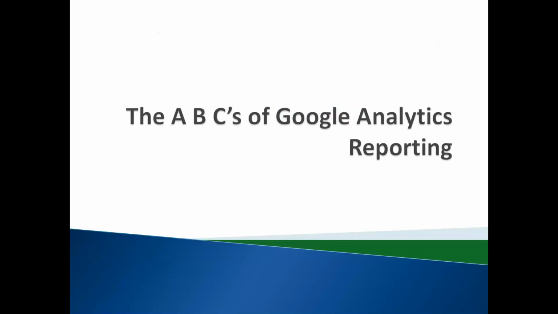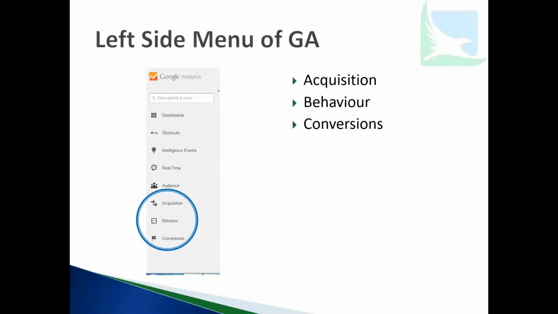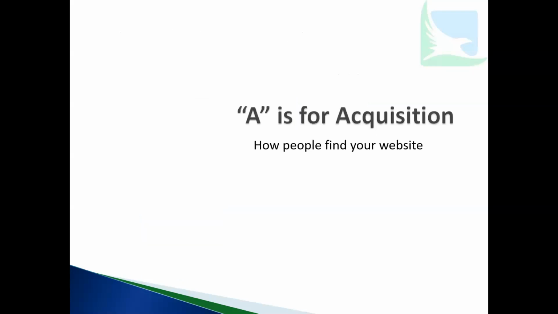So I want to get into the reporting again, but this time we're going to look at it with and without the goals. So on the left side of the menu, you have the acquisition, behavior, and conversion. So that's your Google Analytics menu. So I want to start with acquisition. This is how people find your website.